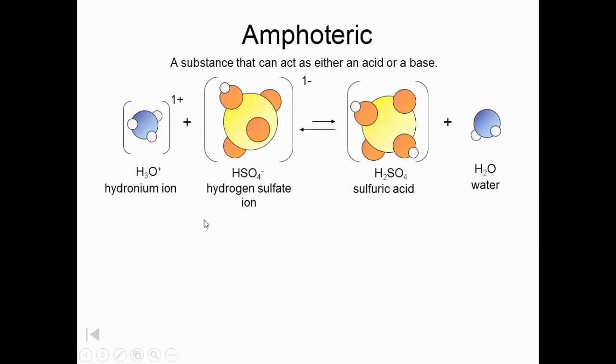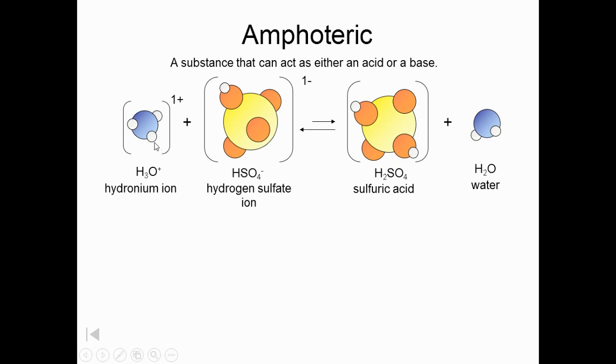I'm showing you just an example of that with molecules written out. This makes a little more sense to you. Here we have the hydronium ion, and here we have a hydrogen sulfate ion. So it's H, the little white dot, and then we have a big yellow S, and 1, 2, 3, 4 oxygens. This whole ion has a 1 negative charge.